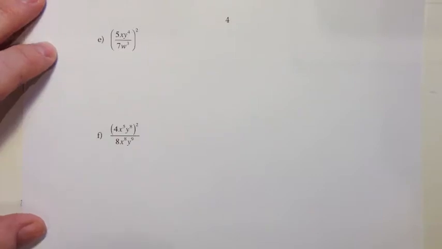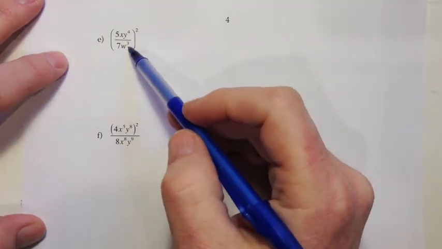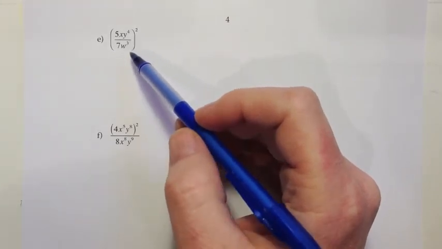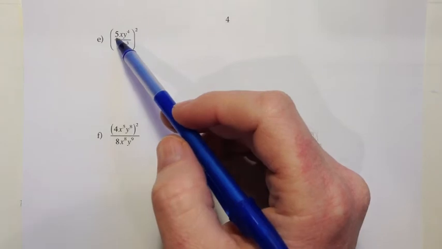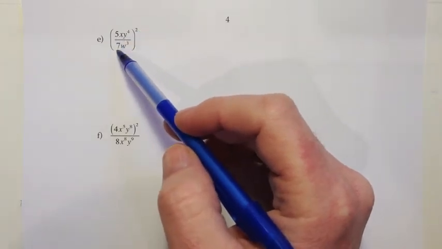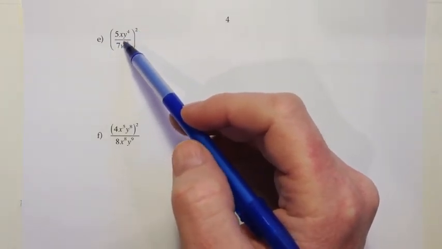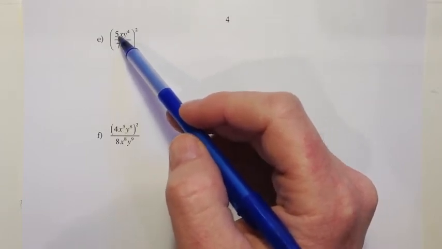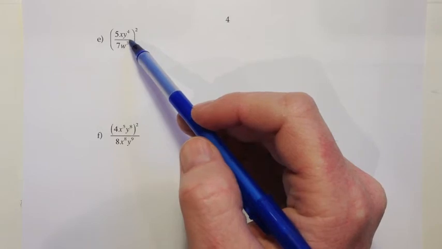Alright, continuing on with some more examples of simplifying involving exponents. So here we have a fraction that's raised to a power, so we could use the quotient to a power rule and raise the numerator and denominator each to that power. But in the numerator we have 1, 2, 3 factors, and in the denominator we have 2 factors. And the product to a power rule says if we have 3 factors raised to a power, each of those gets individually raised to that power.